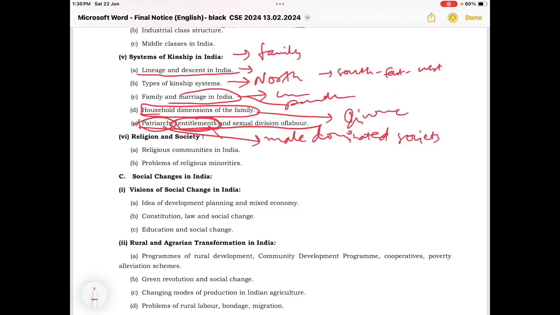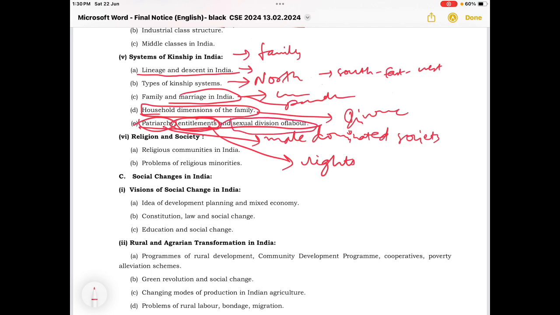Entitlements also: entitled means what rights are given, as in inheritance, how sons are given inherited rights. When anyone passes on their inherited family property, what rights are entitled to the girl child and what rights to the male child, after marriage and before marriage. This we will discuss in detail.